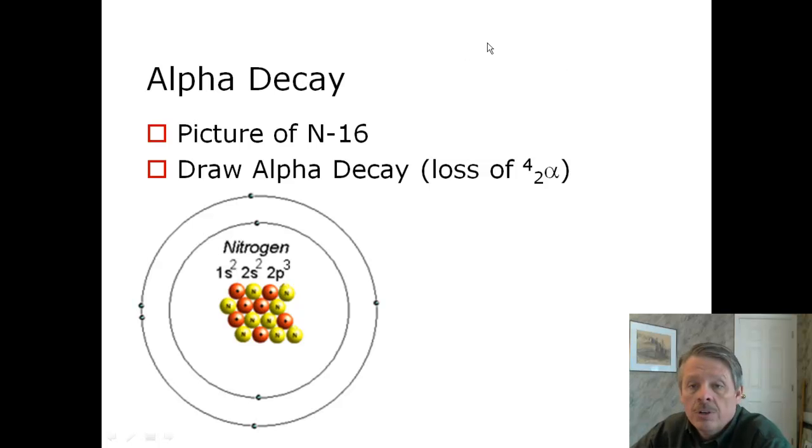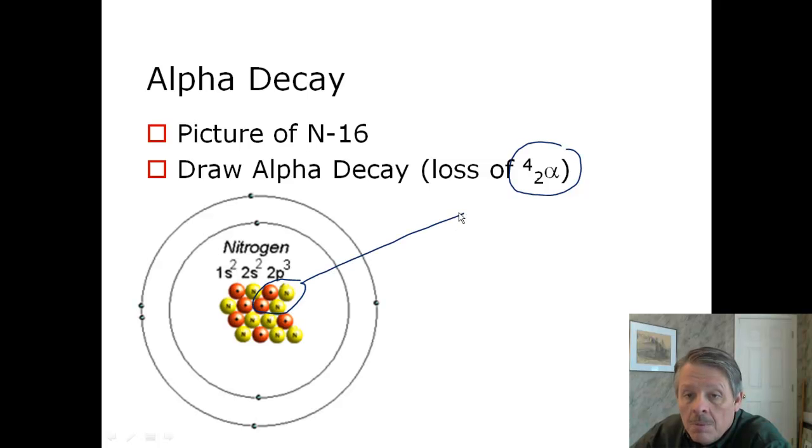And we're going to draw alpha decay. Well, alpha decay is the loss of 2 protons and 2 neutrons to make a total mass of 4. So potentially, I could take these 4 guys right out of there, and they become an alpha particle. All right, and so what are you left with? Well, let's look at what we're left with here.